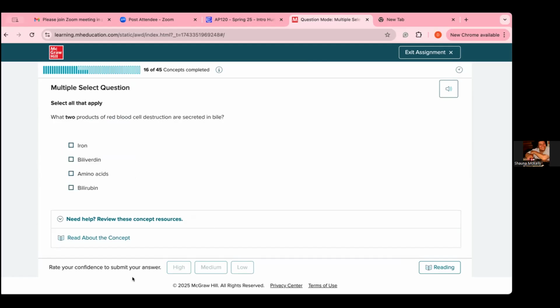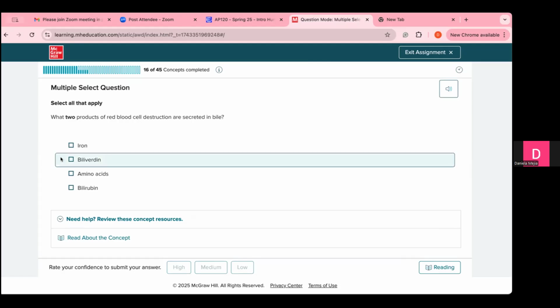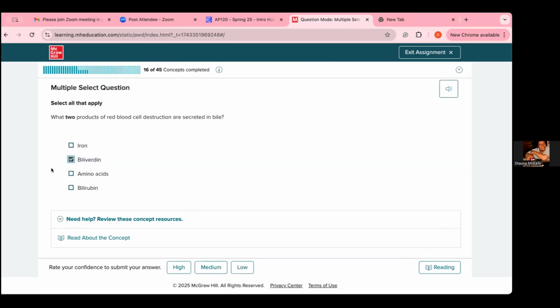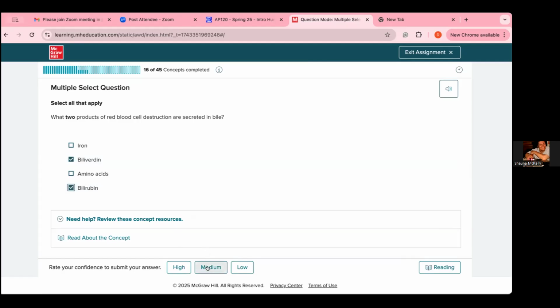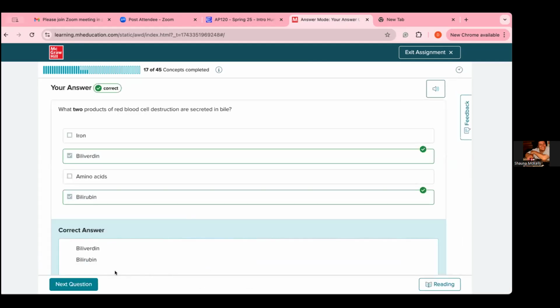What two products of red blood cell destruction are secreted in bile? You should know this one. So I think it would be biliverdin and bilirubin, right? Yeah, good. Biliverdin is the green one. Bilirubin is the red and orange one. Good job.